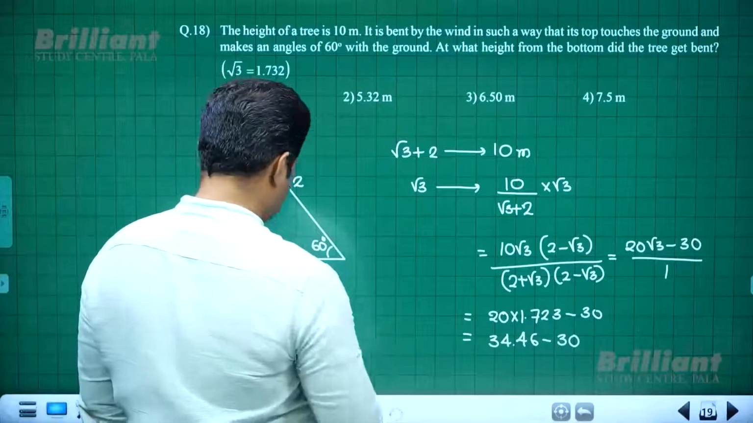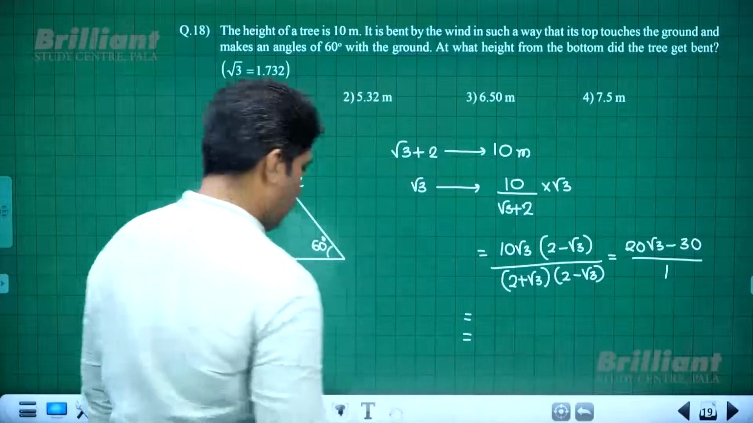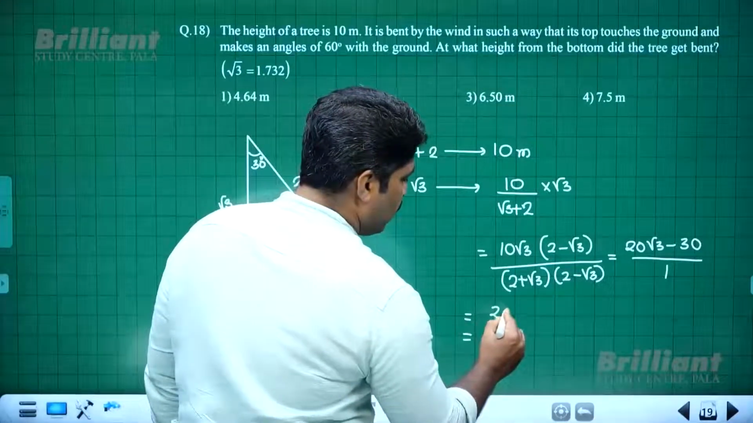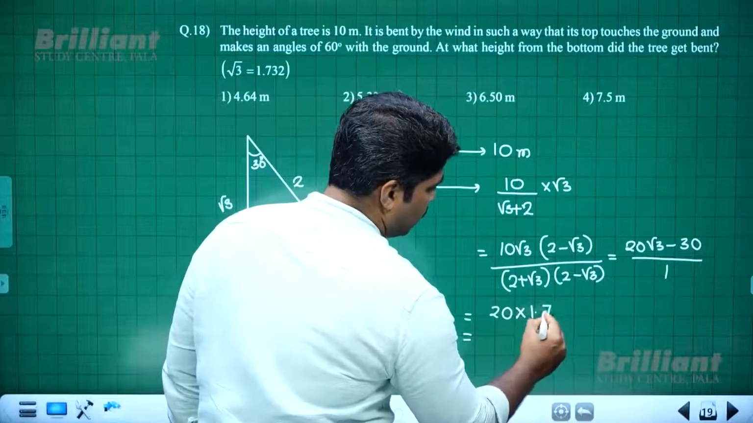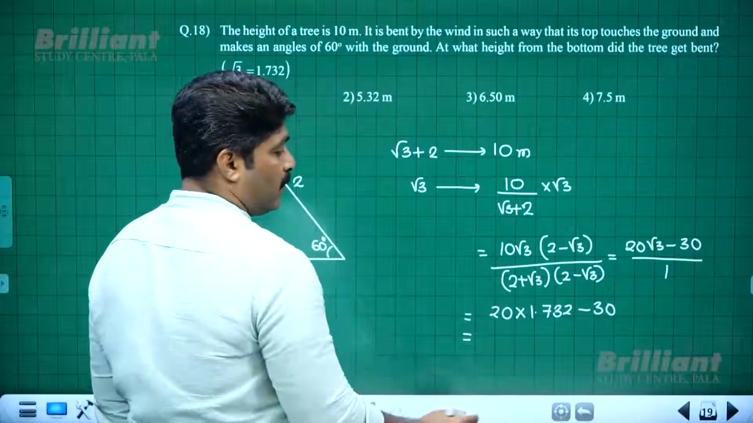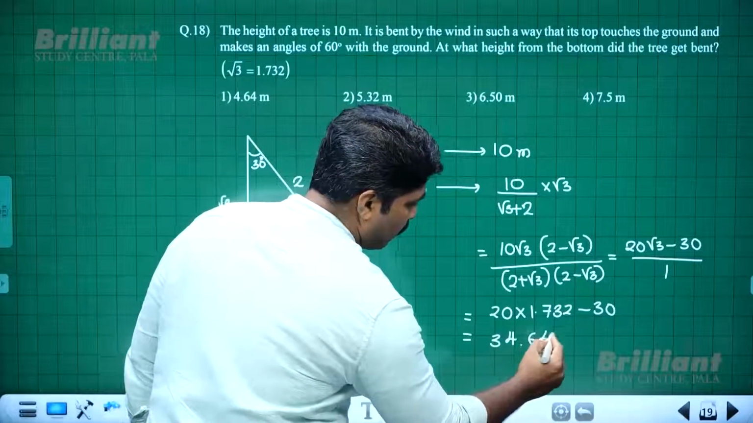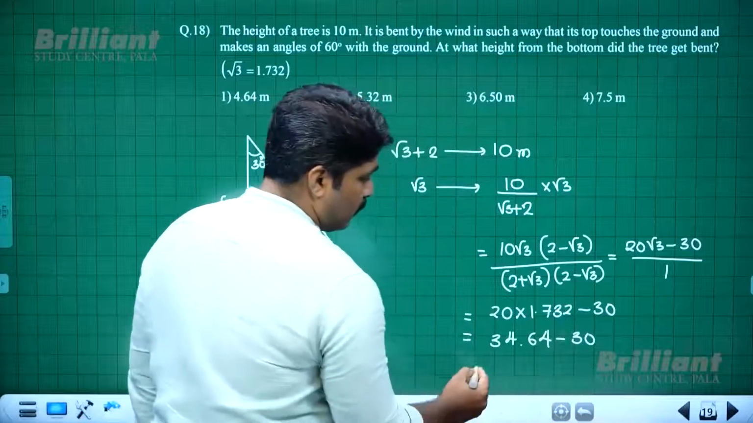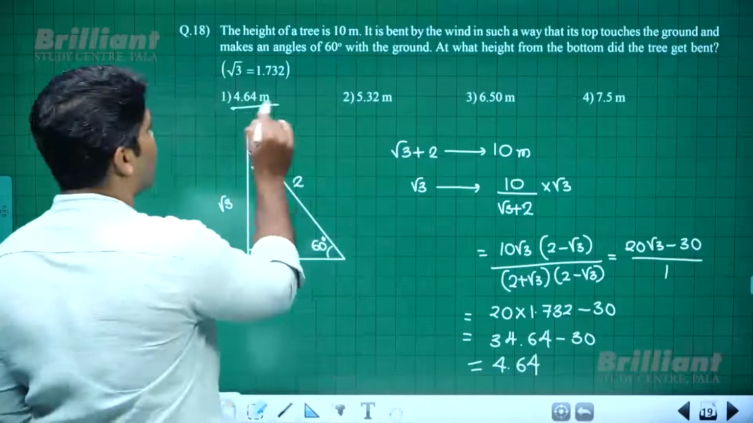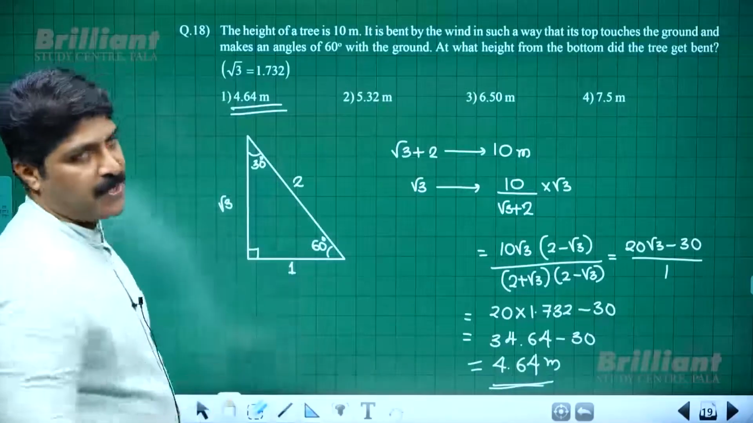So here this value, if you are doing the operation 1.732, so here if you are doing this step of operation, so this is 20 into 1.732 minus 30. So what about this one? This is equal to 34.64 minus 30. So what is the final answer here? This is 4.64. So here the answer is 4.64 meter. So that is option A.